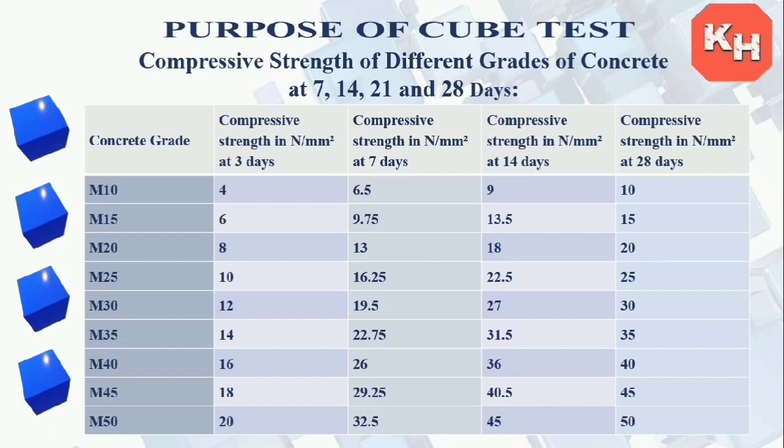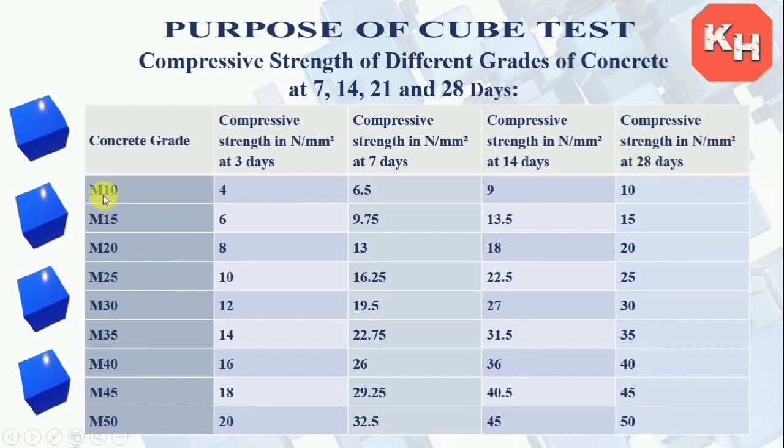Now we check the compressive strength at different grades of concrete at 3, 7, 14 and 28 days. These are the different grades of concrete. This is the compressive strength in Newton per millimeter square at 3 days. This is the compressive strength in Newton per millimeter square at 7 days. This is the compressive strength in Newton per millimeter square at 14 days, and this is the compressive strength in Newton per millimeter square at 28 days.